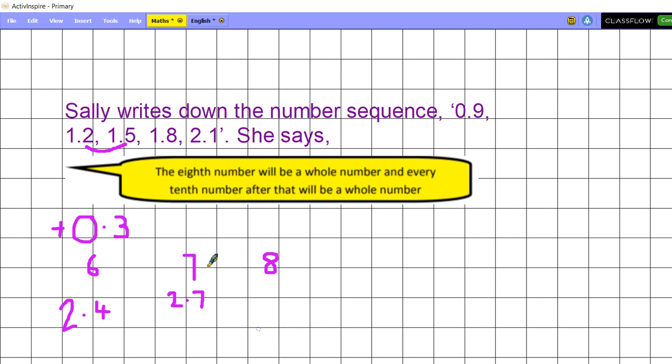And for the 8th number, what will I end up with? Remember, it's not 2.10 because that would just be 2.1. So if I'm adding 3/10 to my 7/10, that gives me 10/10. And when we did this yesterday in our adding 0.1, that's a whole, isn't it? So now I've got one more whole added onto these 2. So I've actually got 3.0. Okay, so the 8th number will be a whole number. Yeah, 3.0 is a whole number because there's no decimals. And every 10th number after that will be a whole number.